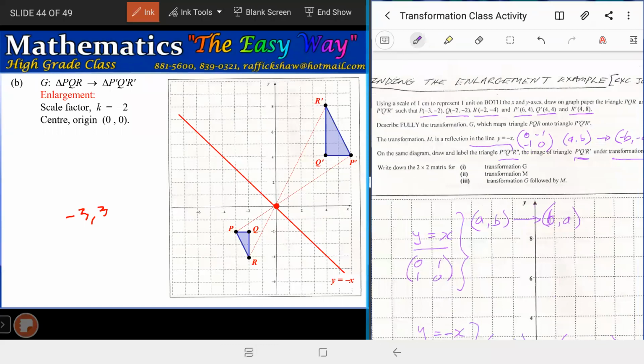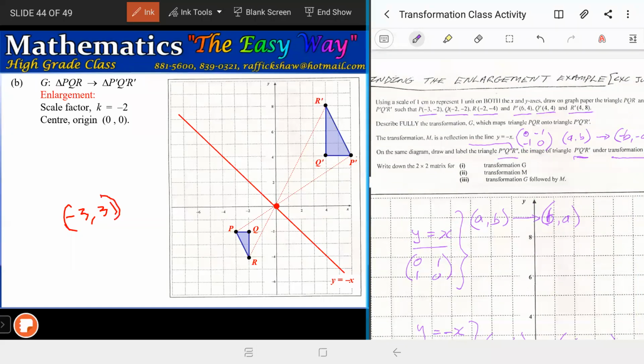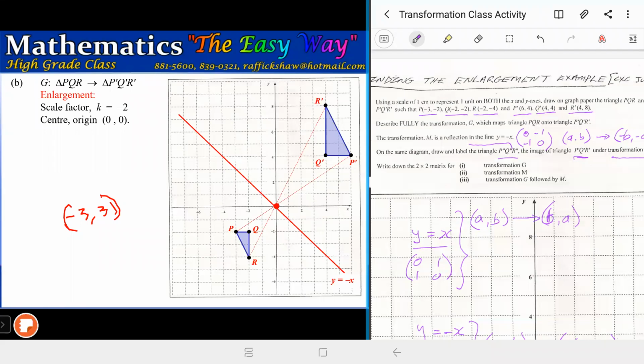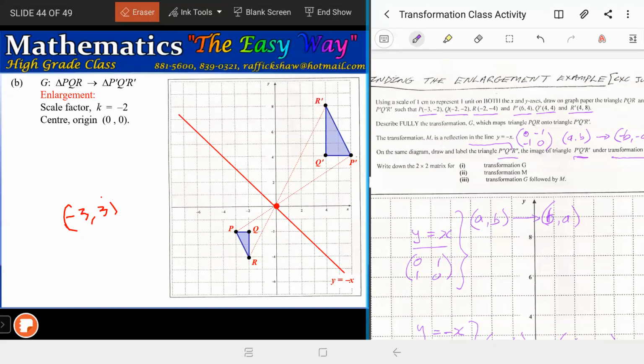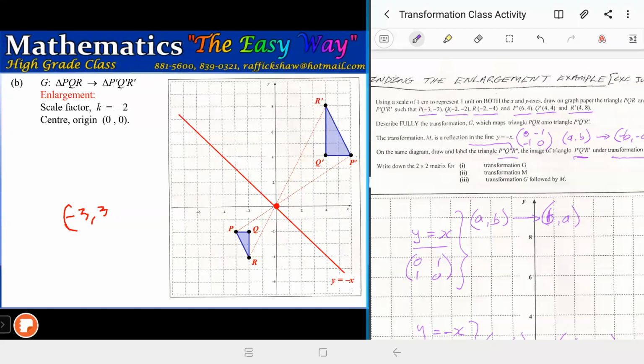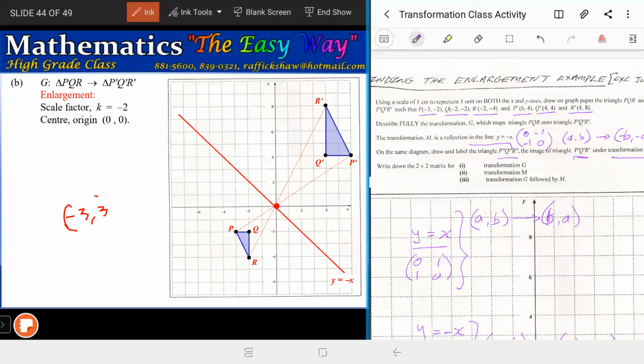It passes through points like minus 3, 3, but also points like 4, minus 4. So it passes through points where the values are the same, but the x and the y values have opposite signs. One positive, one negative, right? So that's why it passes through a point like right here: minus 2, 2, and minus 4, 4, and minus 6, 6. And then it passes through a point like 2, negative 2, 4, negative 4, and so on.